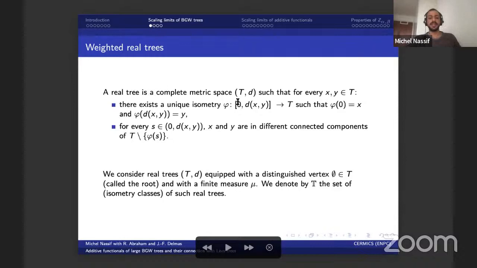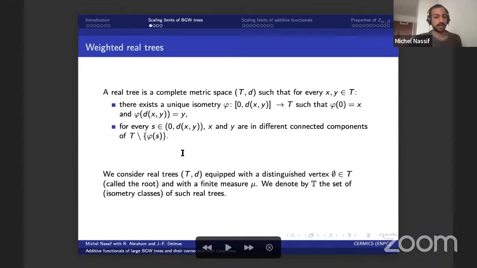The first one says that for any two points, there is a unique geodesic going from x to y. So a lot of spaces satisfy the first condition. Think for example of R2, and we don't want to think of R2 as a real tree. So this is where the second condition comes in, and it says that there's only one way to get from point x to point y. So if we remove any intermediate point between x and y, they are no longer connected. So R2 will not satisfy this condition, typically.